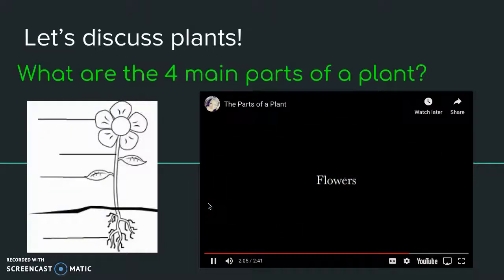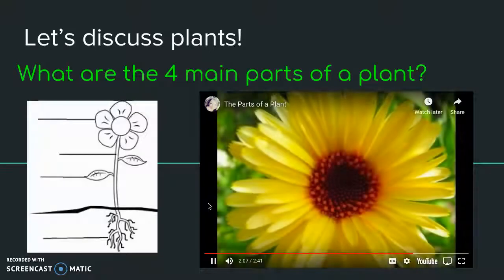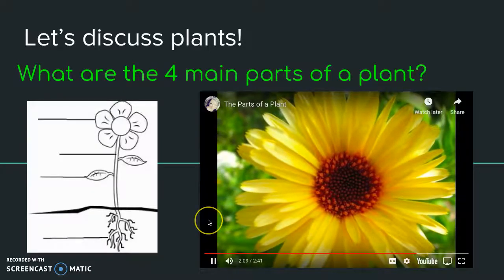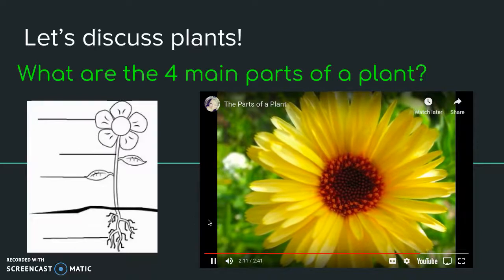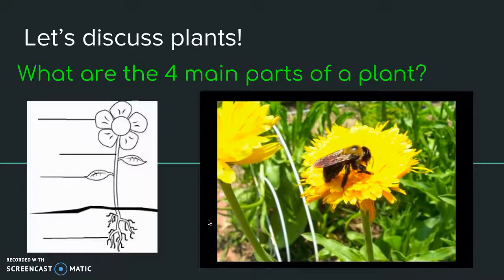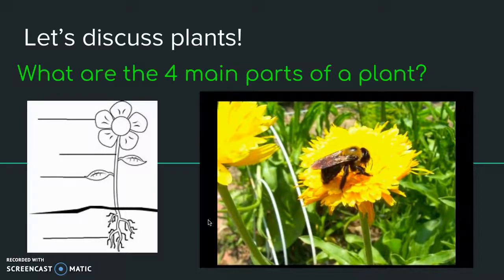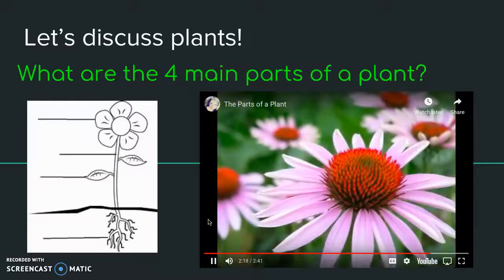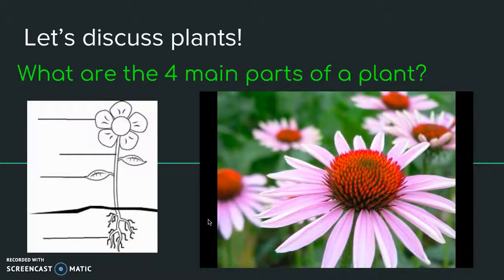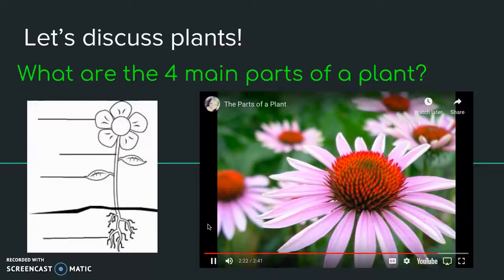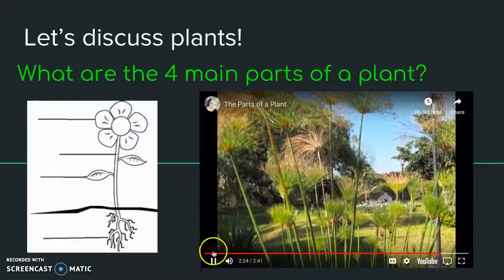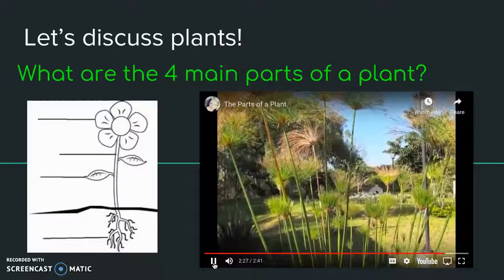Finally, let's find out more about flowers. Flowers are the reproductive part of most plants. Flowers attract pollinators like bees to move pollen from one plant to another. Pollination is needed for seeds to form in flowering plants. That is how the different parts of the plant work together.